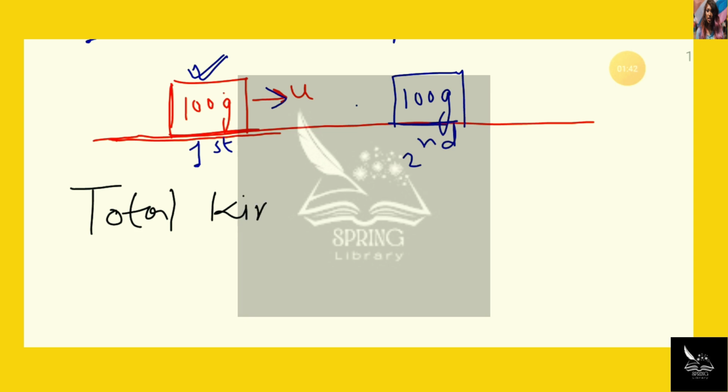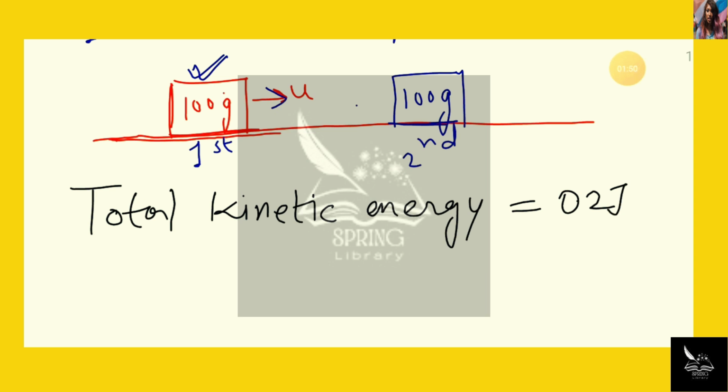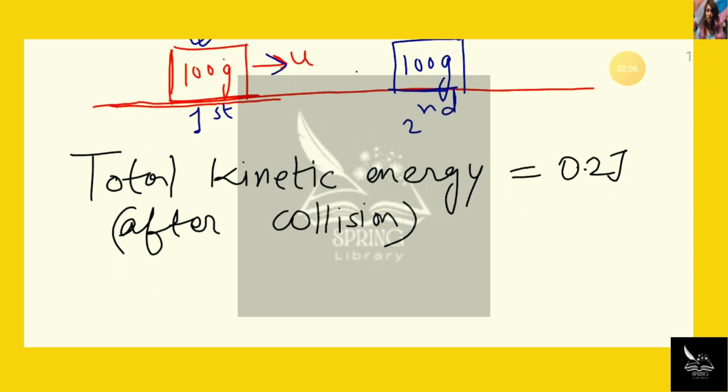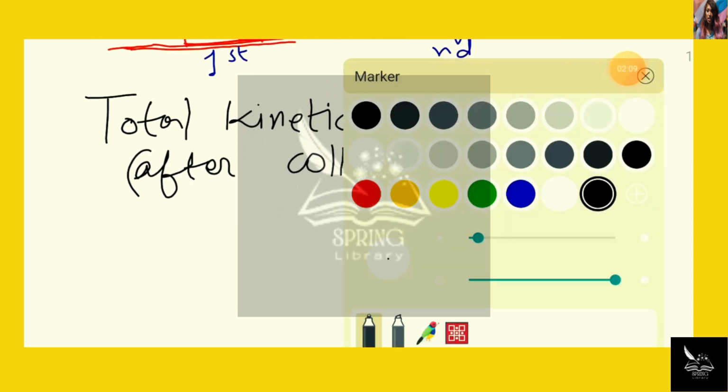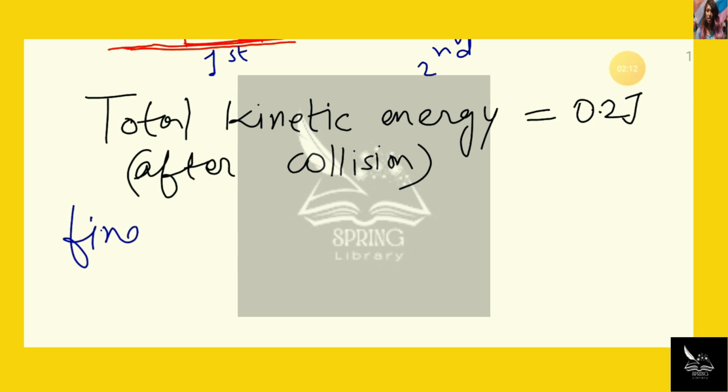So this data is given, and further the question says that the total kinetic energy after collision will be equal to 0.2 joule. Using this data, we have to find the minimum and maximum value of u. So this is the question. Now let's start answering this question.